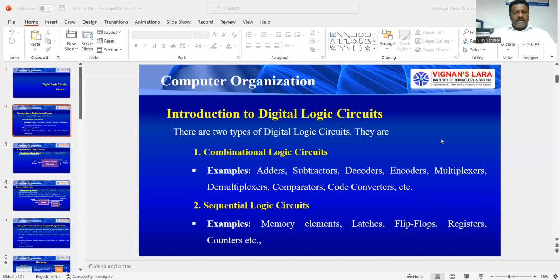So, introduction to digital logic circuits. There are two types of digital logic circuit, as I just told you. One variety of digital logic circuits is combinational logic circuits. The examples of combinational logic circuits are adders, subtractors, decoders, encoders, multiplexers, demultiplexers, comparators, code converters, and so on. Similarly, the second variety is sequential logic circuits. Some examples of sequential logic circuits are memory elements, latches, flip-flops, registers, and counters.